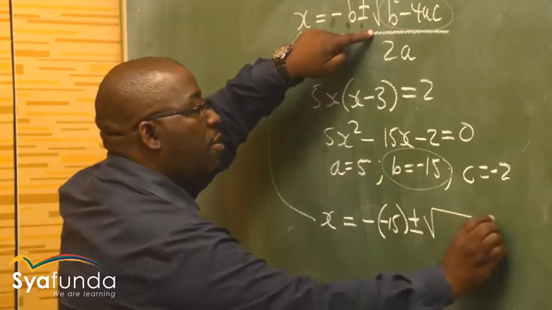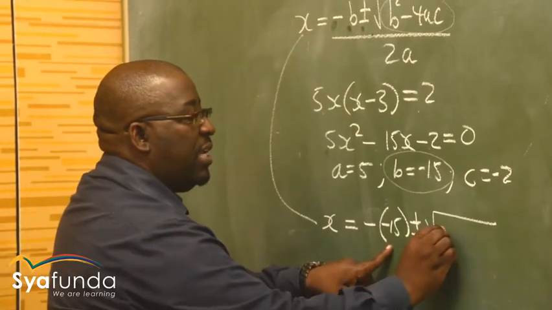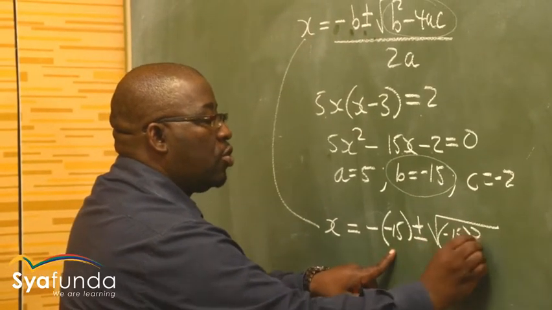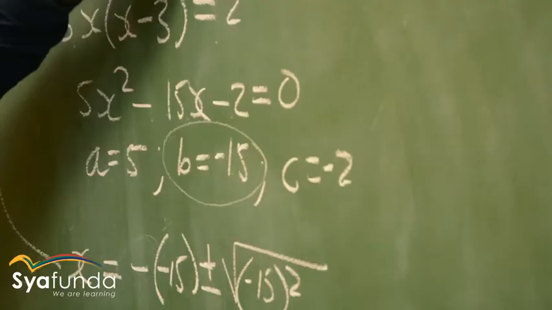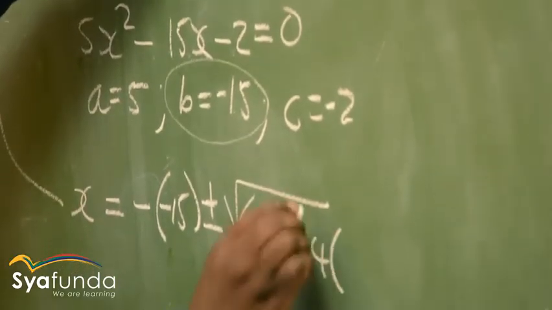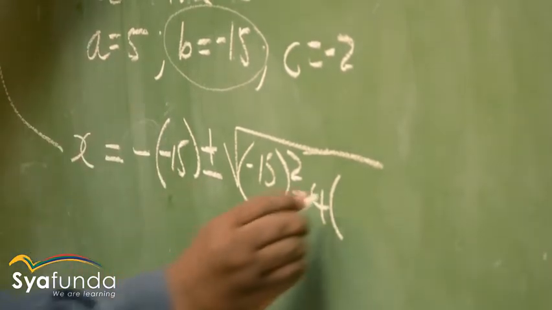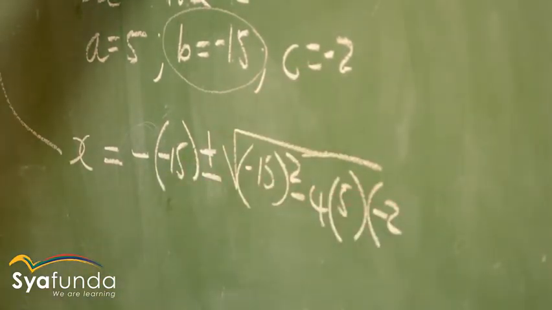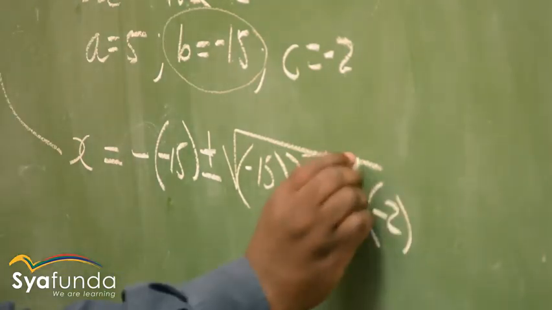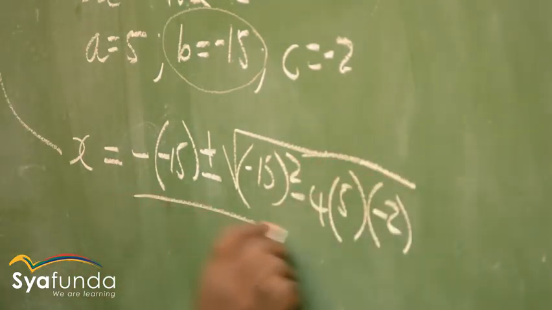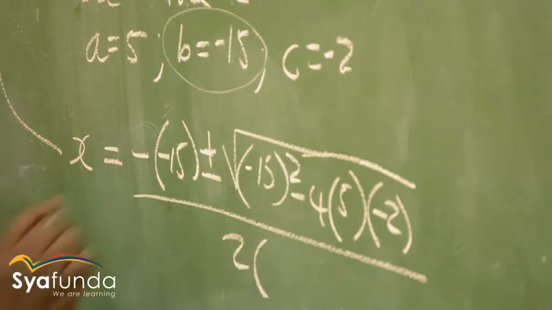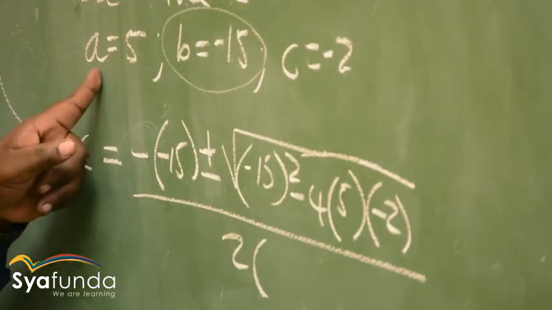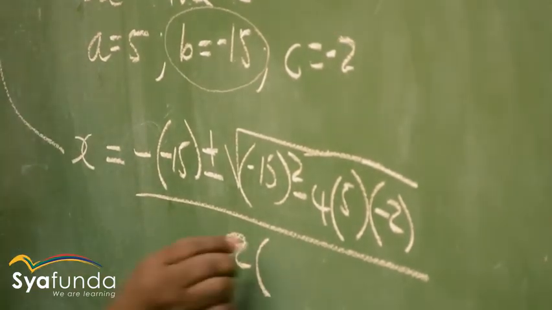The square root of, remember you've just written b this side, it is minus 15 squared. Remember my b is squared, minus 4. The value of a in this case is 5, and the value of c is minus 2. It's 4ac, with c being minus 2. Don't forget to close the bracket. This is all over 2a. What is the value of a in this particular problem? The value of a is 5.